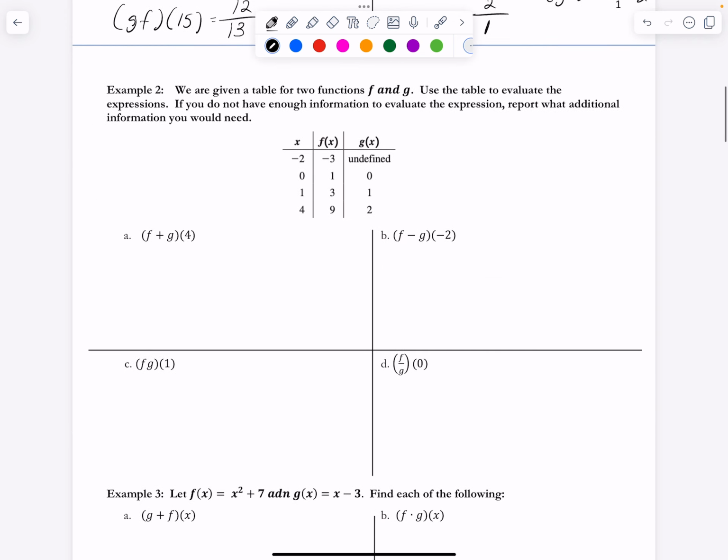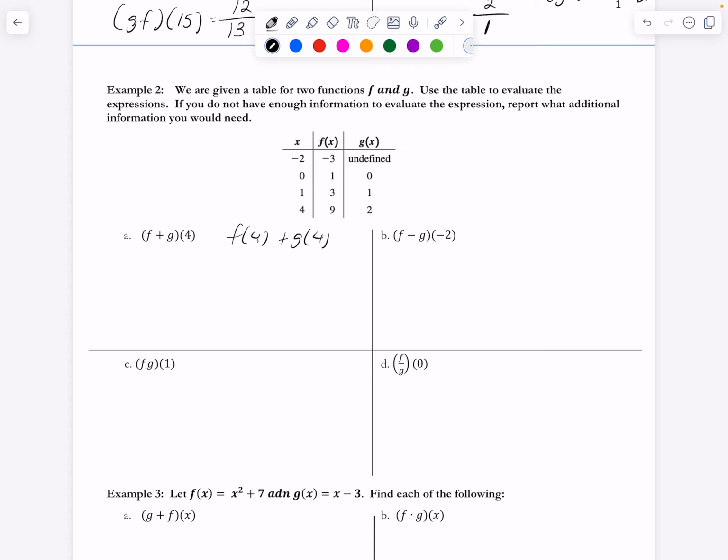Okay, let's do a very similar thing, but this time instead of evaluating separate functions to find f of 2 or g of 15, we are given a table. So we're going to do the same exact stuff, but this time we don't have to evaluate. We can look at our table to find the y values that we need. So remember, this is going to be f of 4 plus g of 4.